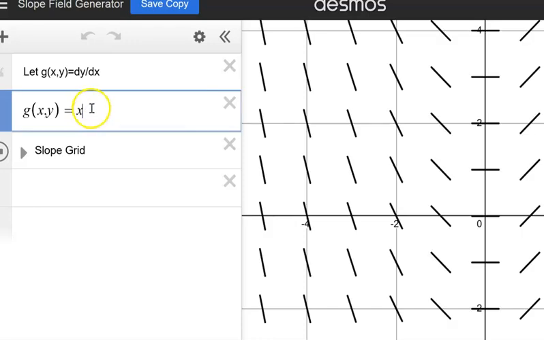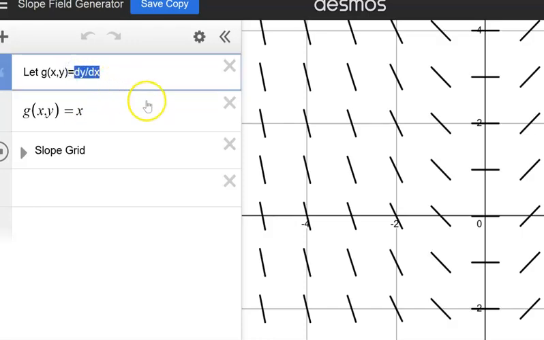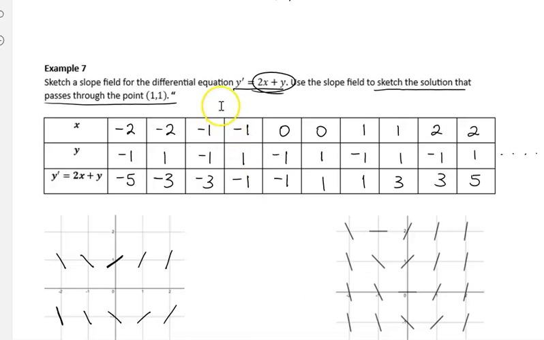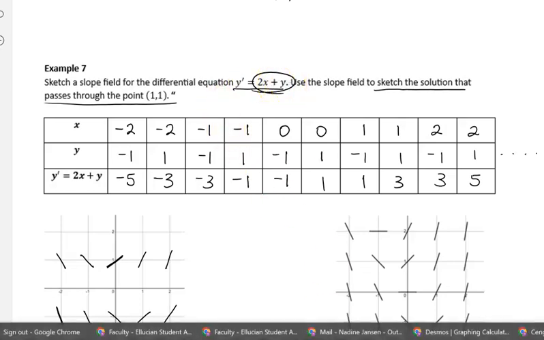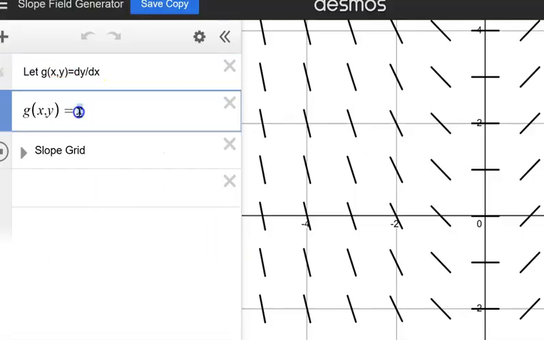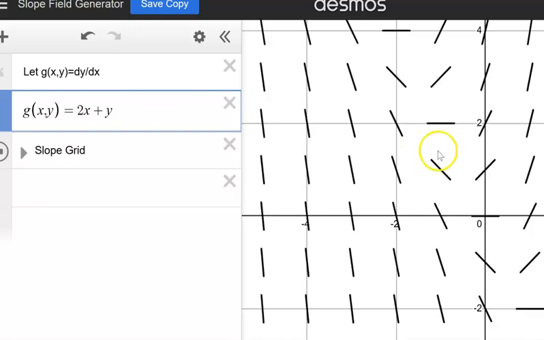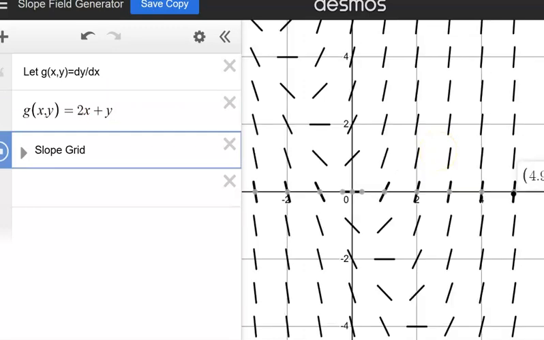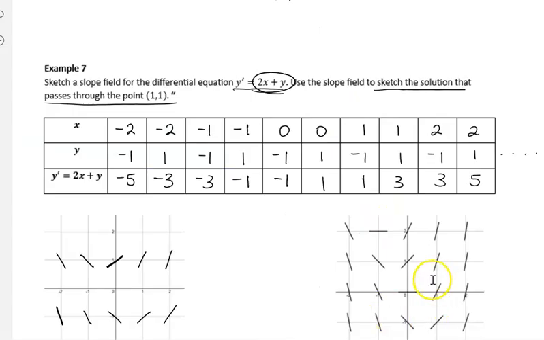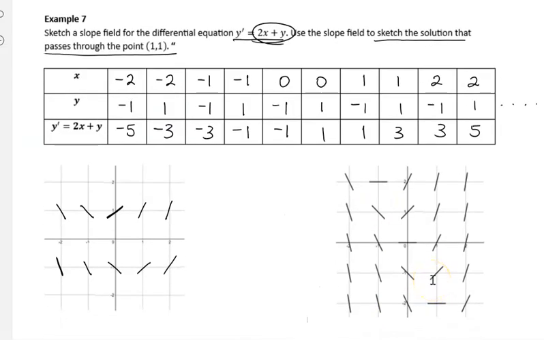And then once you open that up, the only thing that you would need to do is type in what your dy dx is, what your y prime is. So our y prime is 2x plus y, so you would just come into this equation here and type 2x plus y, and it will generate a slope field for you. So I just took a screenshot of this slope field and pasted it in here so we have a more complete picture of what that looks like.